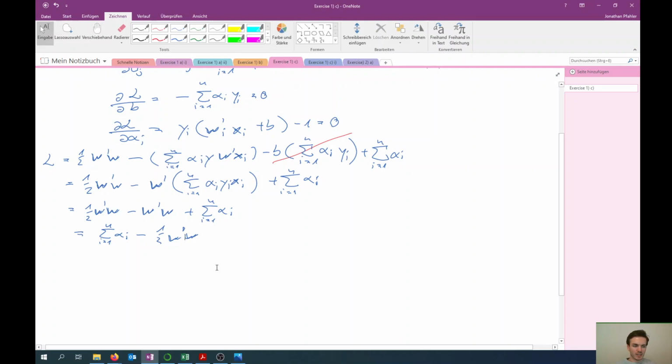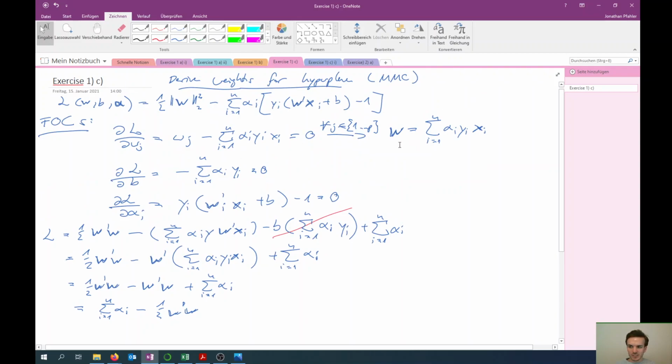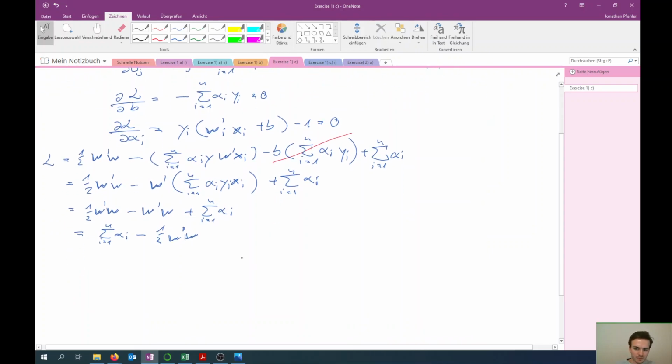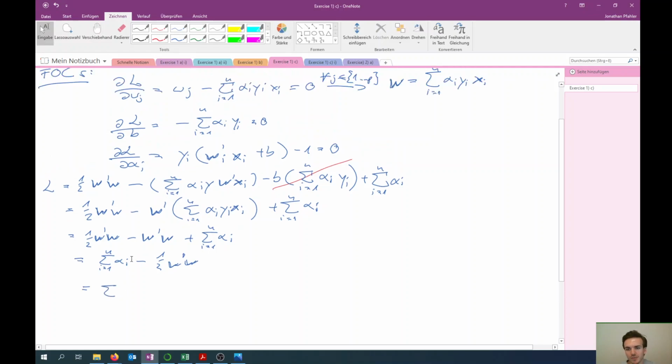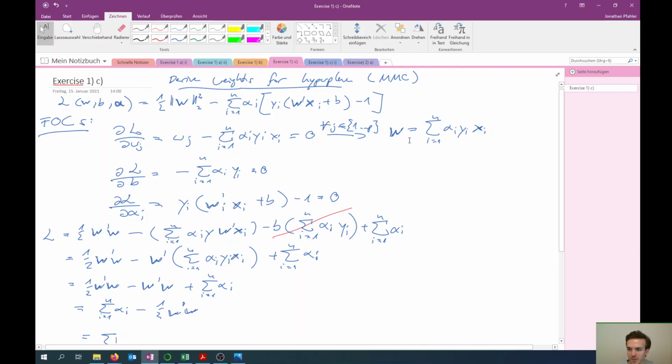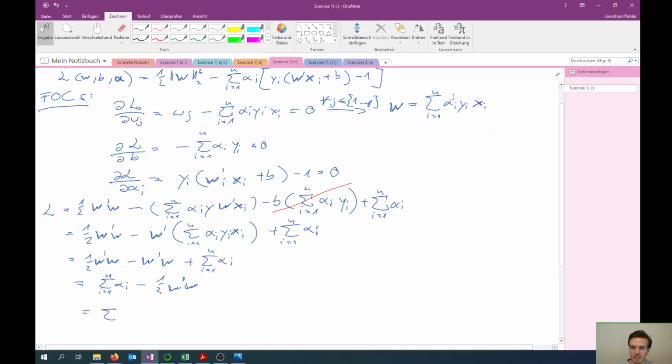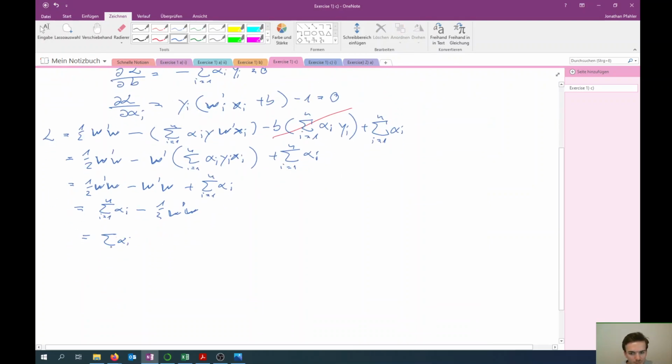And now I can plug in the first order conditions for the W's, the derivative with respect to W. Then I get this equation here, I plug it in, and then we get this form of the Lagrangian that you know from the lecture. So this is how we actually derive it.